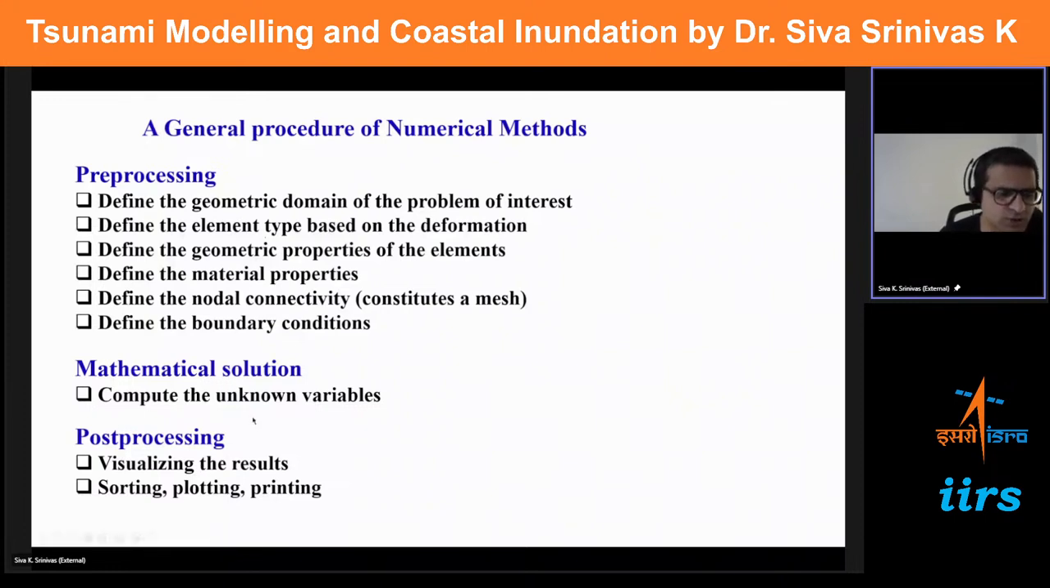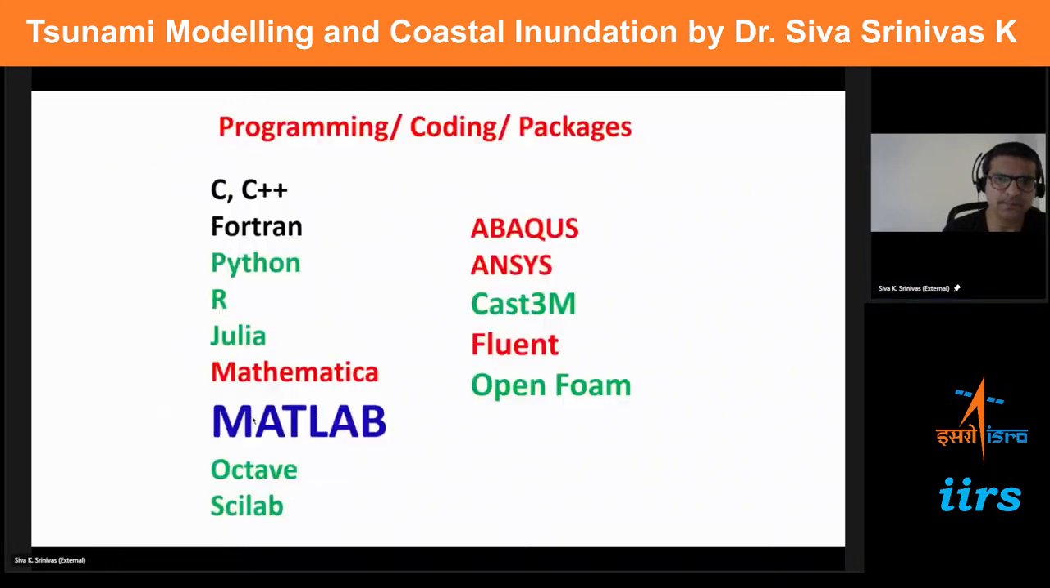After seeking the solution, how you are going to visualize. What is my wave height at a given location at a given time? What is my wave height, etc. Plotting tools and all come under post-processing.